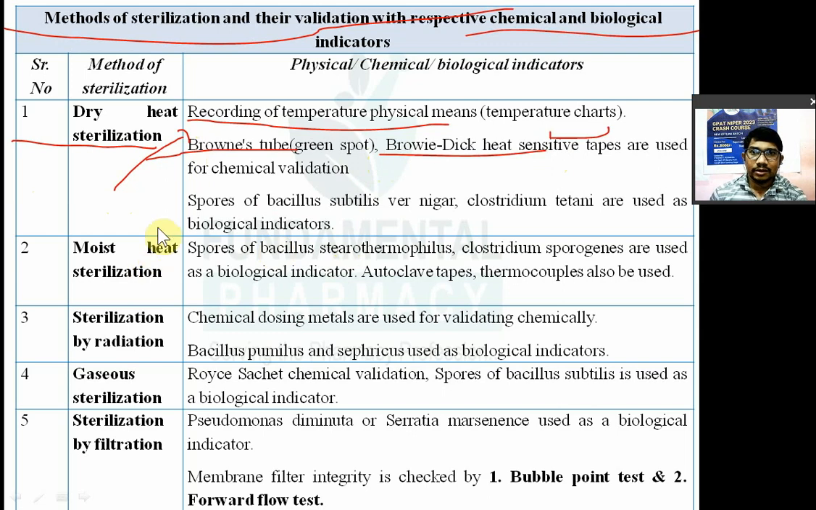And biological indicators are nothing but the spores of Bacillus subtilis or niger. इसके ऊपर 3 बार क्वेश्चन। For dry heat sterilization, what is the biological indicator used? So it is the spores of Bacillus subtilis or spores of Clostridium tetani. They are used as a biological indicator.